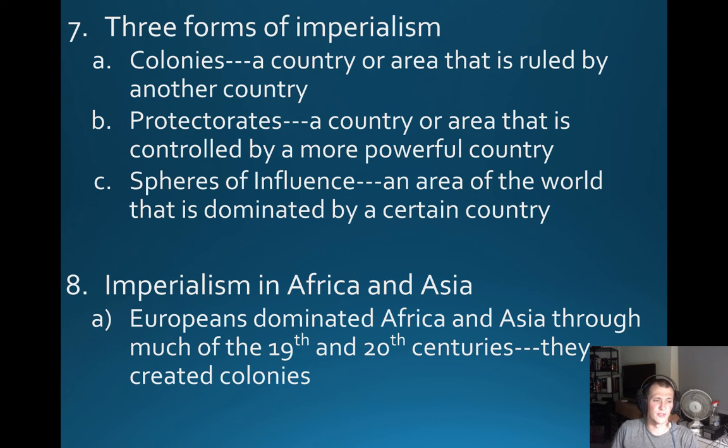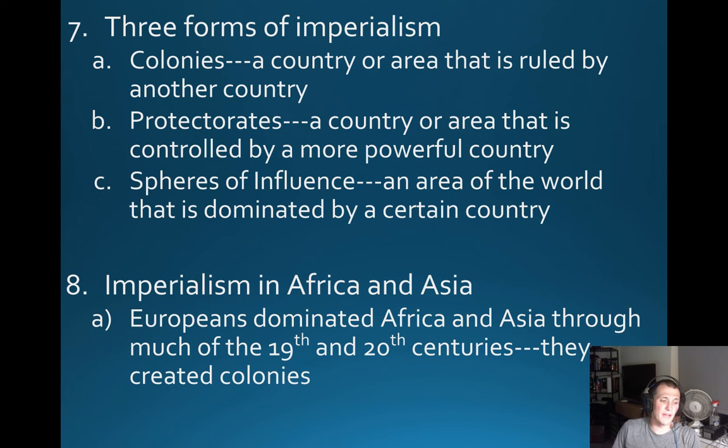You also then have protectorates, where it's a little bit different. You're not completely in control in some cases as you are with full-on colonies, but you are responsible there, and you are taking resources and things like that as well. And then you ultimately have the spheres of influence, which is an area of the world that is dominated by a certain country. Again, it's more indirect control in these cases, where you control it economically but you might not necessarily control it politically, and your influence goes further.